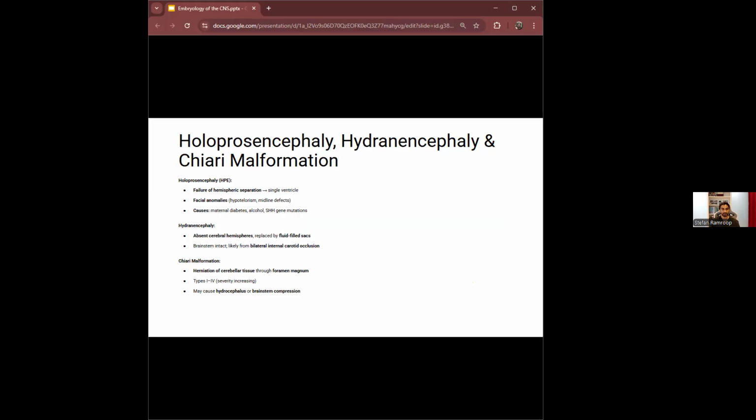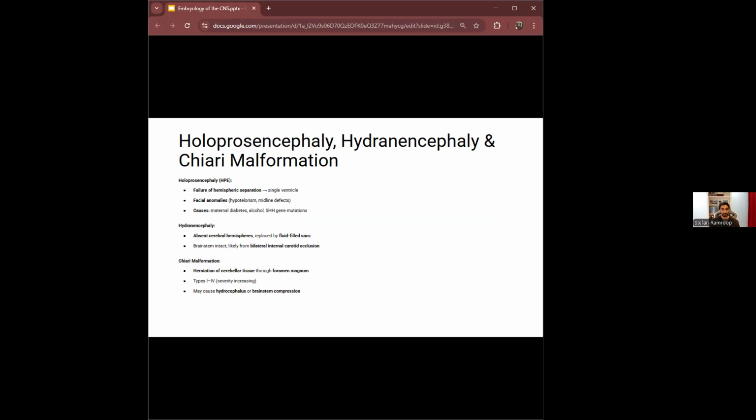Hydranencephaly looks superficially similar on imaging, but is pathologically distinct. Here, the brain forms normally at first, but the cerebral hemispheres are later destroyed, usually due to occlusion of the internal carotid arteries or severe intrauterine infections, such as CMV. What remains will be a thin membrane filled with CSF, with the brainstem and cerebellum still intact. And these infants often present with macrocephaly, positive transillumination, and intact primitive reflexes, but no cortical function.